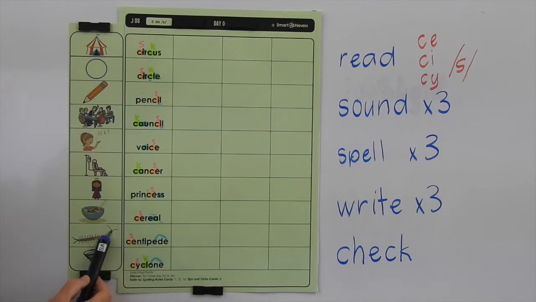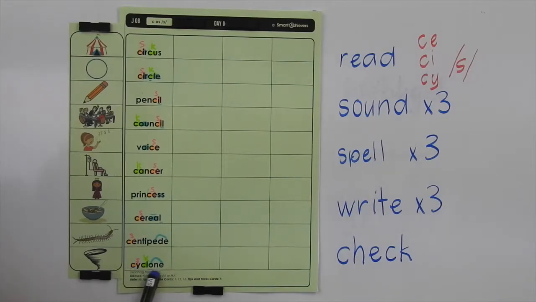Centipede, as we've discussed, is a creature with 100 legs, a centipede. And cyclone is when you have extreme weather. So you might have a lot of wind and a lot of rain. And you usually live in an area where there are a lot of cyclones, and so your house and the buildings will be cyclone proof to make them safer, so that when the big winds come through, things don't blow around as much.